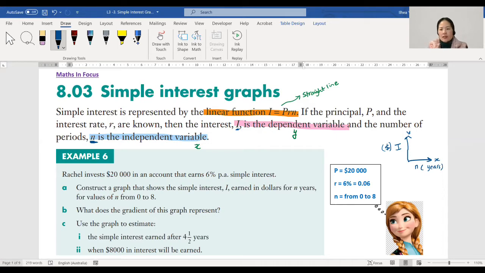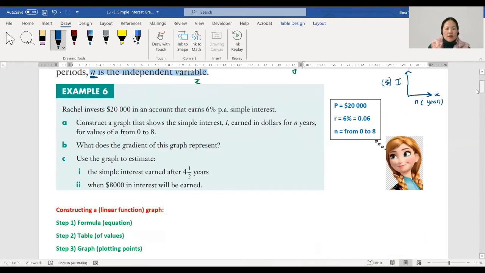Okay, let's have a look at example 6. Rachel invests $20,000 in an account that earned 6% per annum simple interest. Part A, construct a graph that shows the simple interest, I, earned in dollars for n years, for values of n from 0 to 8. Here is Rachel summarizing the useful information we have. P is $20,000. R, the rate, is 6%, which is 0.06. N is the years, 0 to 8. We do need it for finding a formula equation, but we're going to use the graph most of the time. We need to learn to read the graph.